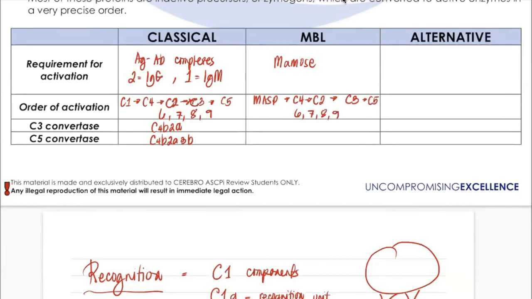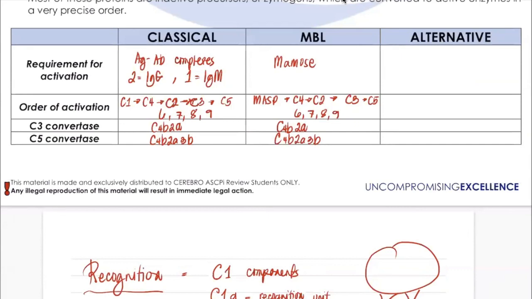So halos pareho lang talaga, no, yung ating mannose binding lectin tsaka yung ating classical cascade. They only have their difference in the recognition unit. That's why pareho din sila ng C3 convertase. Yung C3 convertase ni MBL is also C4b2A and yung kanyang C5 convertase is also C4b2A3B. Okay? So yung medyo iba lang talaga, okay, is the alternative cascade.